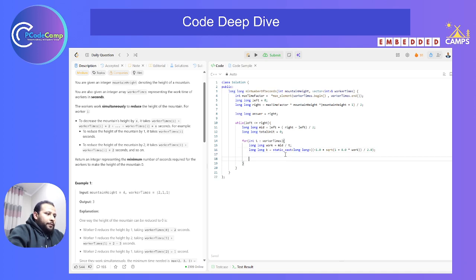After that I will sum this: total units plus equal k. Then I will check if total units is greater than or equal to the mountain height.